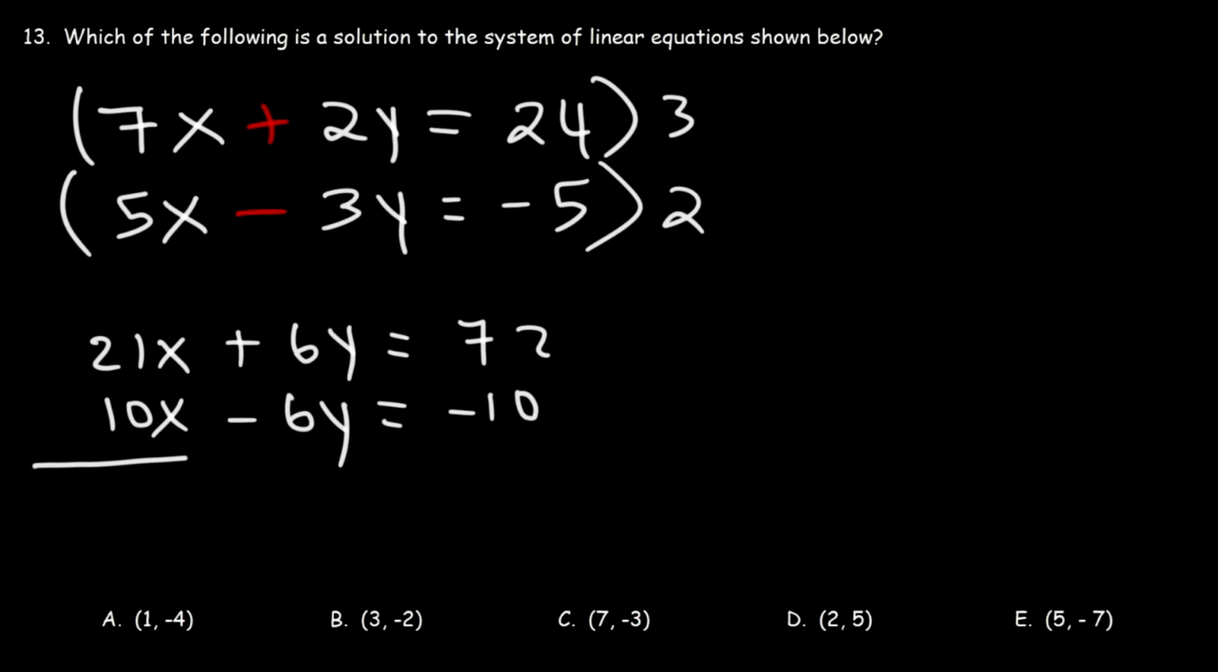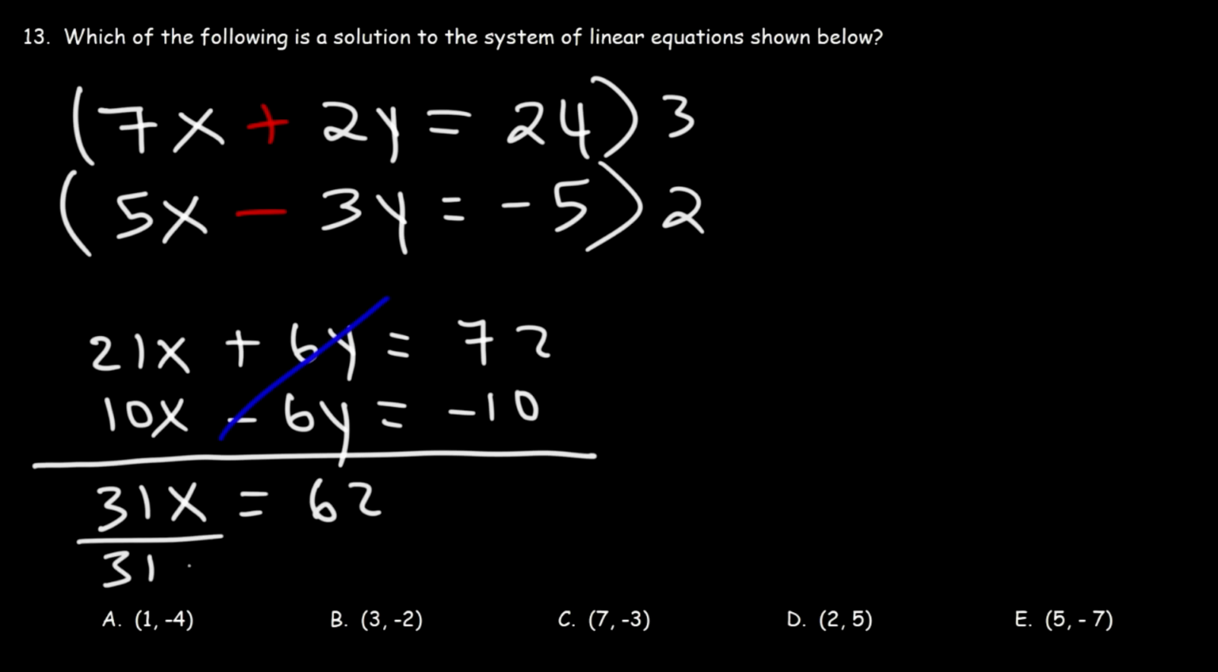Now we're going to add up the two equations. So these will cancel. 21x plus 10x is 31x. And 72 plus negative 10 is 62. So now we can divide both sides by 31. And so this will give us the x value, which is 2.